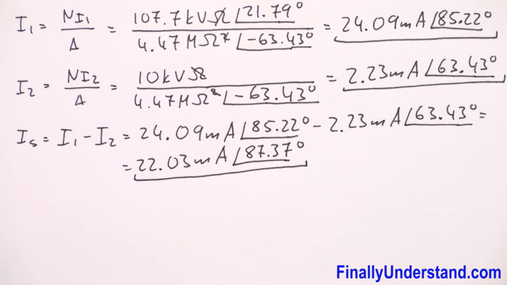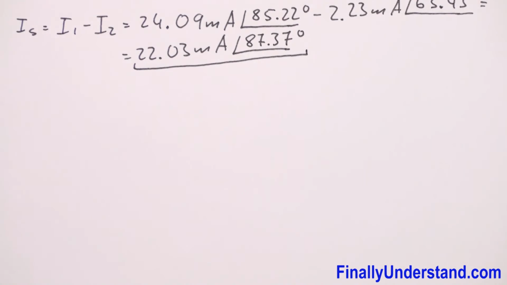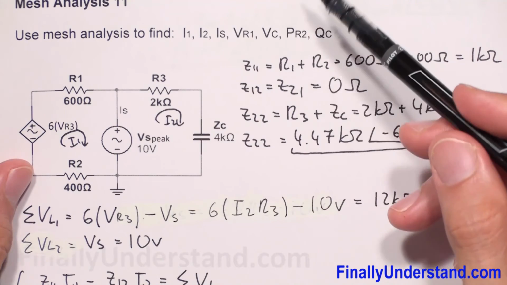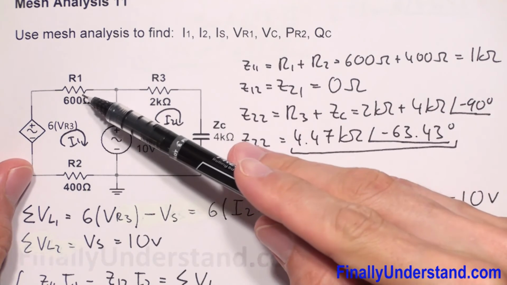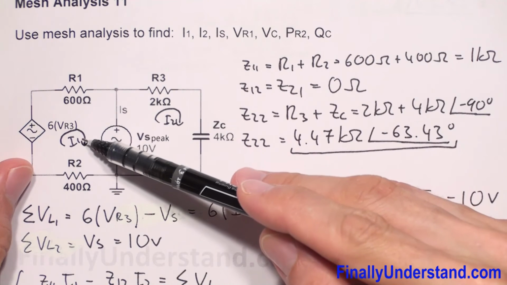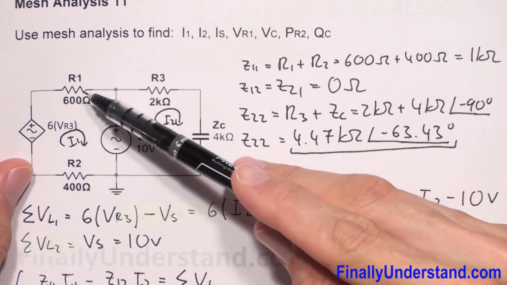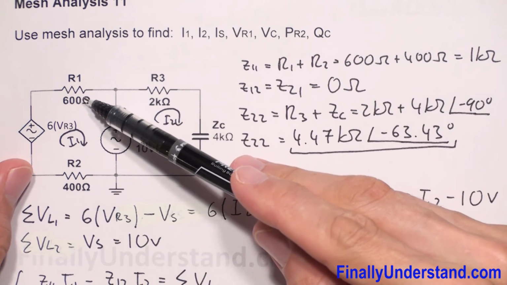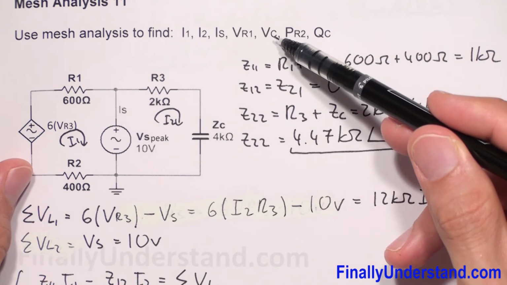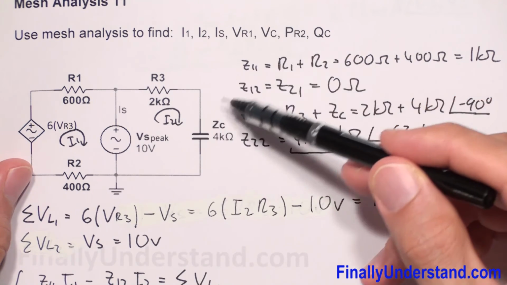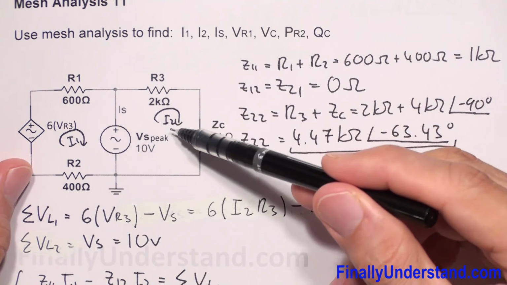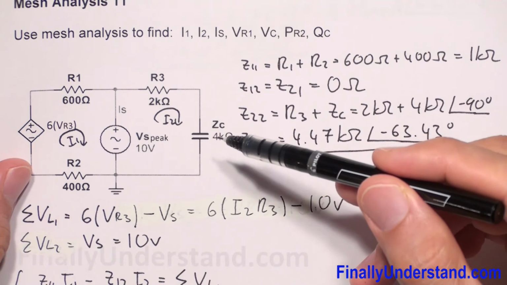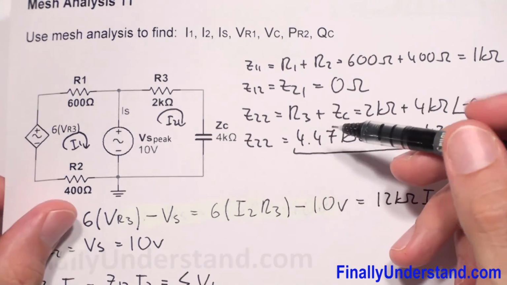Next, I'm supposed to find the voltage VR1, the voltage across resistor R1. Please keep in mind that I1 is the current which goes through resistor R1, so current I1 times R1 will give me the voltage across R1. Also I'm supposed to find VC, the voltage across the capacitor. It is found by multiplying I2, because I2 goes through this capacitor, times the impedance of this capacitor. So let's do it.